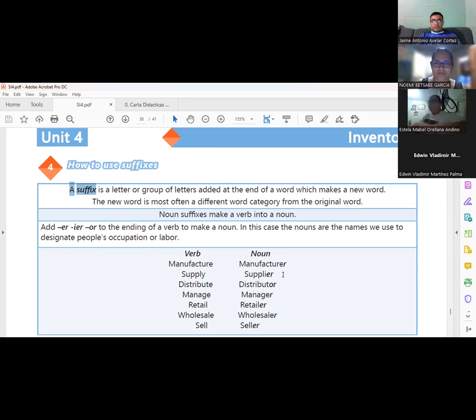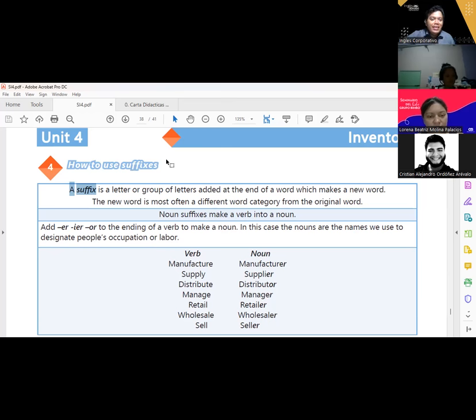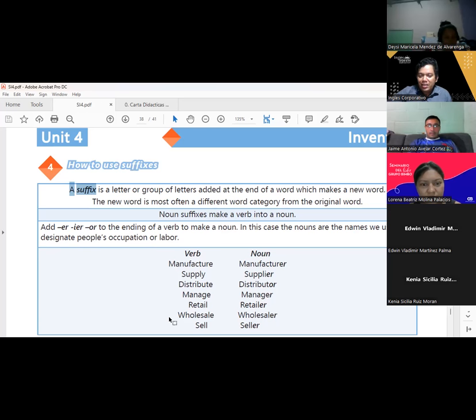What is a suffix? Listen, it's a letter or a group of letters added at the end. Not at the beginning, at the end of a word, which makes a new word, right? The new word is most often a different word category from the original word. That's what it says, right? We completely made a change in there, right?